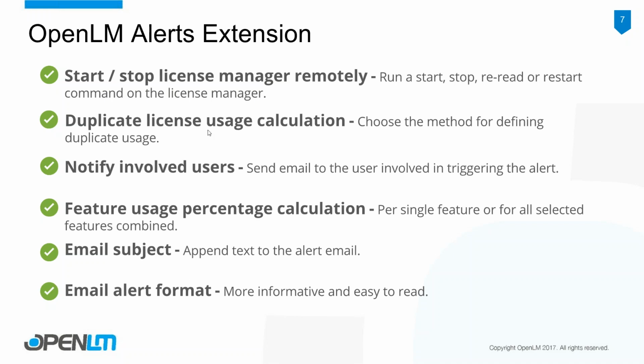The duplicate license usage alert was also modified, and now it allows you to choose what you mean by duplicate license usage. Do you mean that the same user on the same workstation pulling two processes is a duplicate, or are you referring to two users on the same workstation pulling licenses? So you can define that. There's a pretty long list that you can define.